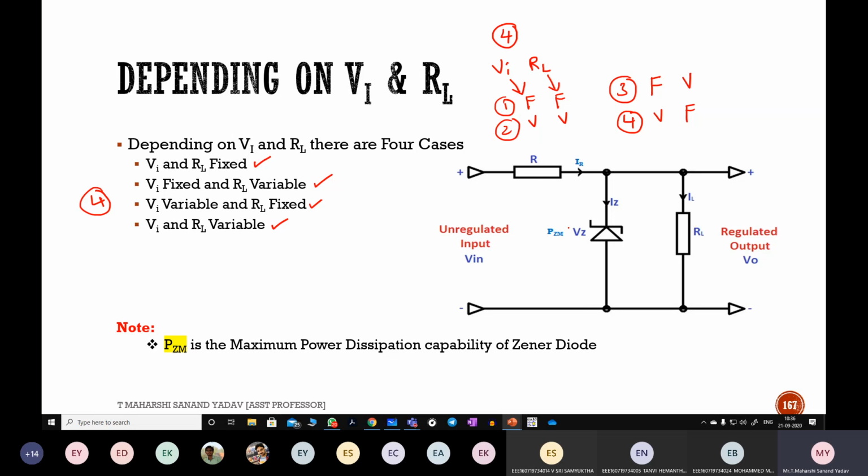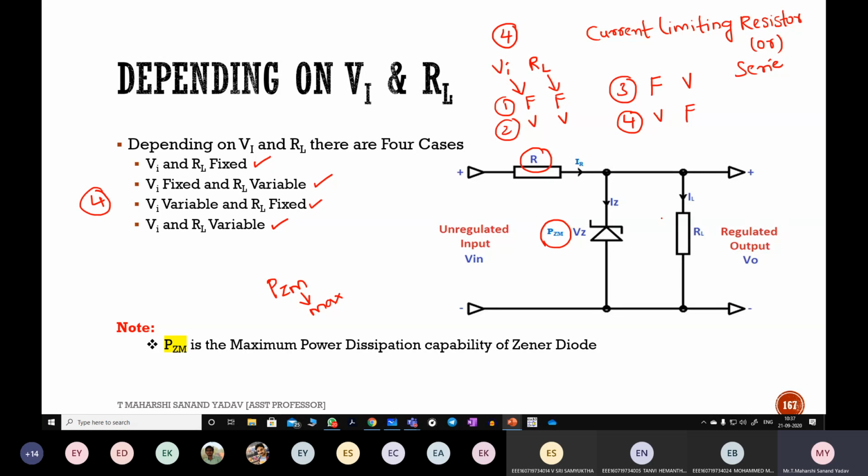See it here. This is the normal circuit of the Zener diode, and here is the special term. What is this PZM? PZM is the maximum power dissipation capability of this Zener diode. And what is this R? Here R is called a resistor. What kind of resistor? A limiting resistor. It is called a current limiting resistor, or series resistor. Anything is okay.